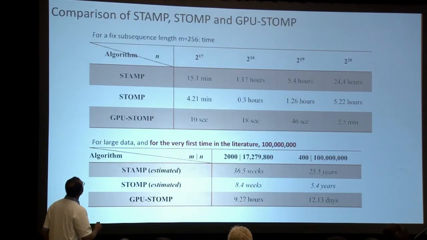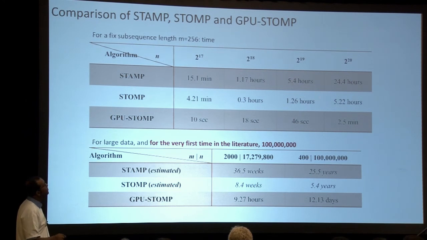So the timings are here. STAMP takes 24 hours for 2 to the power 20. STOMP takes 5 hours. If you port it to GPU, then it gets to 2.5 minutes. And this is for 2 to the power 20, for M equals 256. 2 to the power 20 is 1 million, close to 1 million. You can imagine that way.